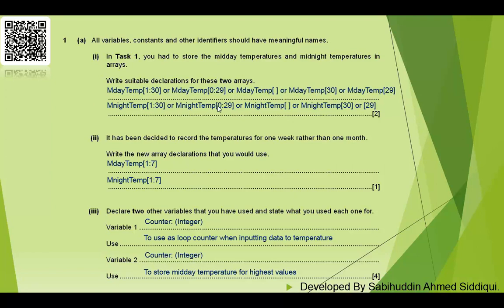Midnight temperature 0 to 29, or midnight temperature with empty square brackets, or midnight temperature 30, or 29, 0 to 29.